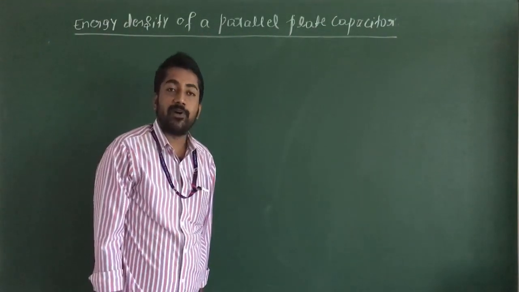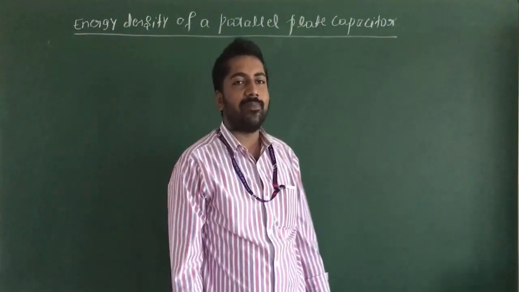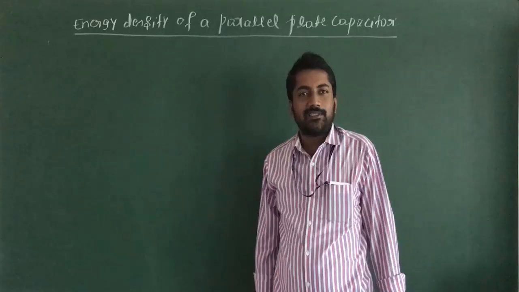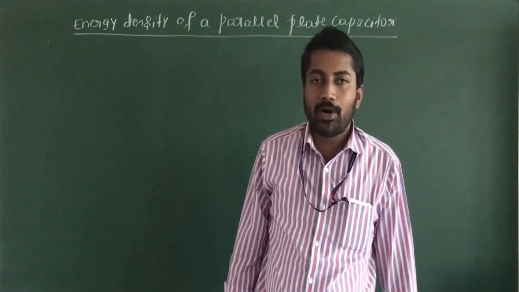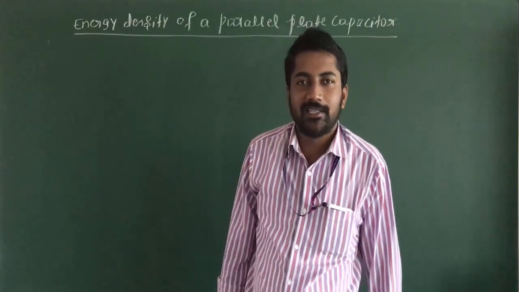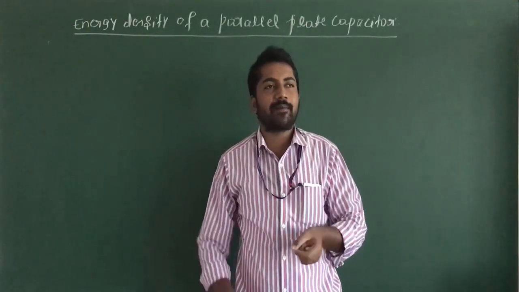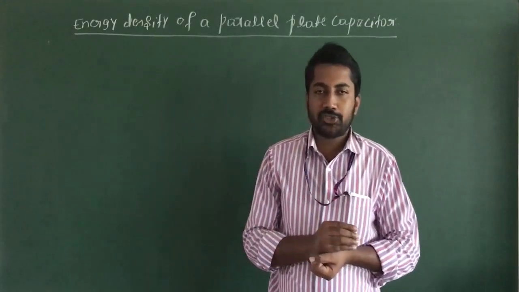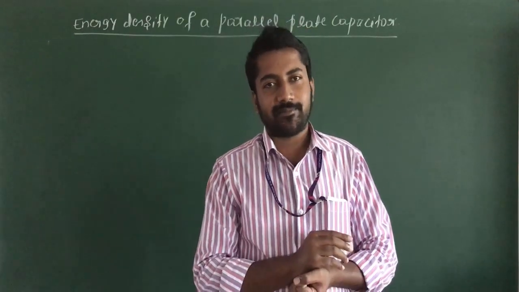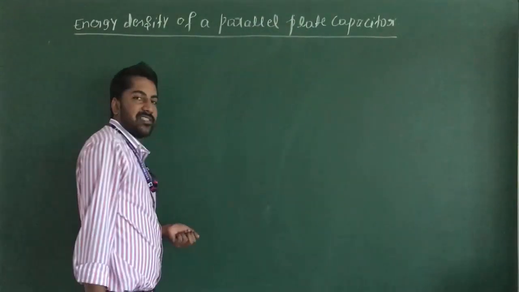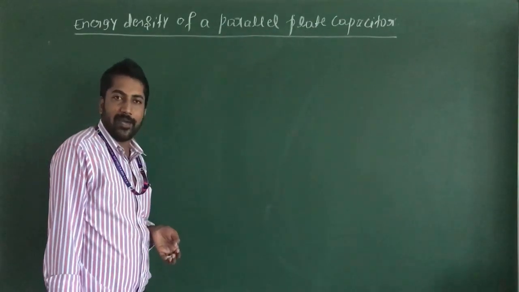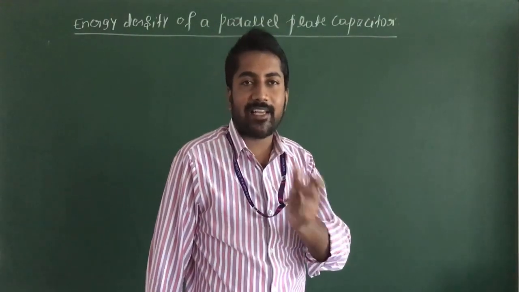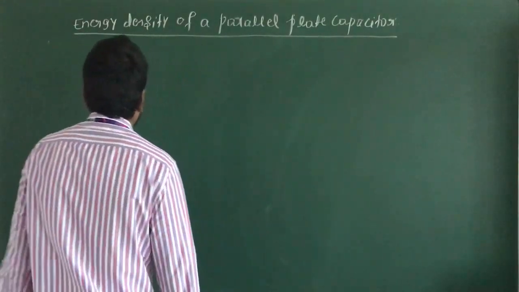Density means mass per unit volume. But here, energy density of a parallel plate capacitor is the energy stored per unit volume of the capacitor. The energy stored per unit volume of the capacitor is called energy density. And how much energy is stored in that parallel plate capacitor? Now I am going to calculate that equation.